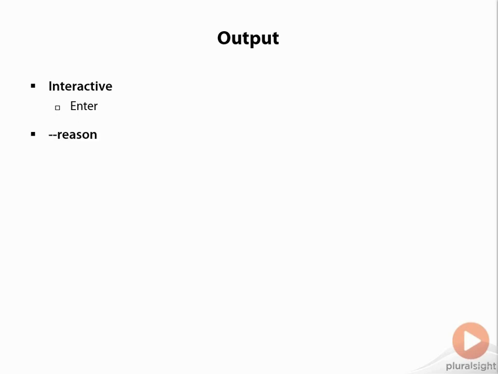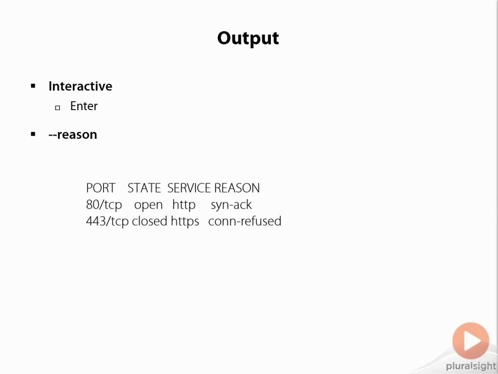Sometimes you'd like to know why Nmap has classified a port as either open or closed. The --reason option alters the output with a 4th column that includes the result that caused Nmap to deduce the results it's displaying. In this example, we can see that Nmap classified port 80 as open because it received a SYNACK packet in response to its probe and a connection refused response to its connection request on port 443. We'll talk more about these reasons and what they mean in the next module.